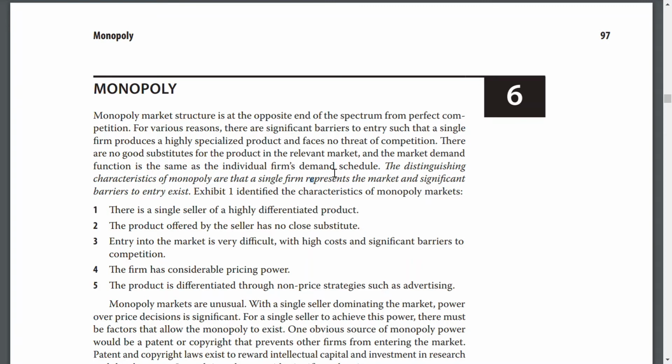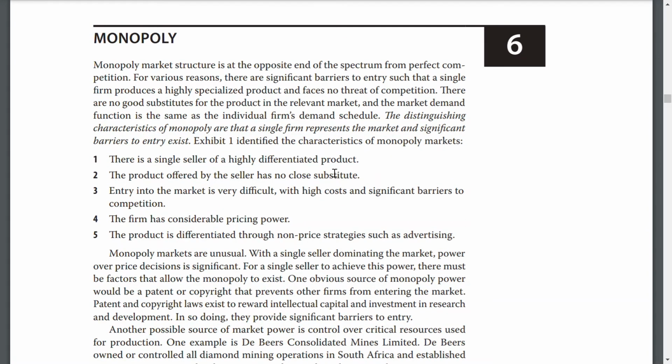The distinguishing characteristic of monopoly, where the singular firm represents the market, is the significant barriers to entry and exit. Exhibit 1 identifies the characteristics of monopoly markets. 1, there is a single seller of a highly differentiated product. The product offered by the seller has no close substitutes. Entry into the market is very difficult with high costs and significant barriers to competition. The firm has considerable pricing power. The product is differentiated through non-price strategies such as advertising.